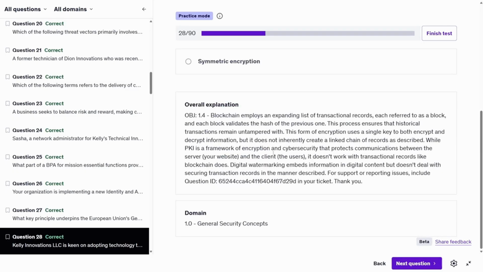Blockchain employs an expanding list of transactional records, each referred to as a block, and each block validates the hash of the previous one. This process ensures that historical transactions remain untampered with. Symmetric encryption uses a single key to both encrypt and decrypt information, but it does not inherently create a linked chain of records as described. While PKI is a framework of encryption and cybersecurity that protects communications between the server and the client, it doesn't work with transactional records like blockchain does. Digital watermarking embeds information in the digital content, but doesn't deal with securing transaction records in the manner described.